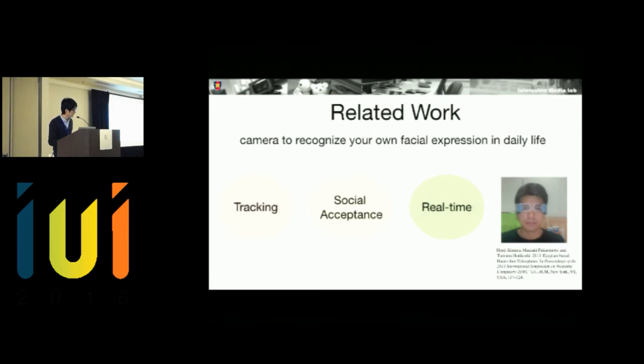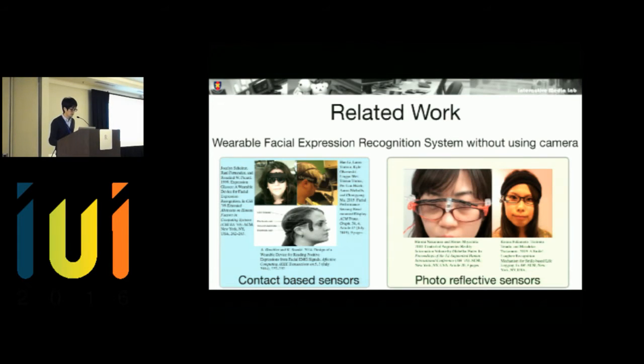Facial expression recognition is mainly developed by researchers in the computer vision field, but for use in daily life, there's a problem like tracking because of the occlusion and the limited field of view. Also, there's a problem of social acceptance, and there's a trade-off between real-time prediction and the comfortability of wearing if we design it as a form of wearable. But there are other ways to recognize facial expressions without using a camera.